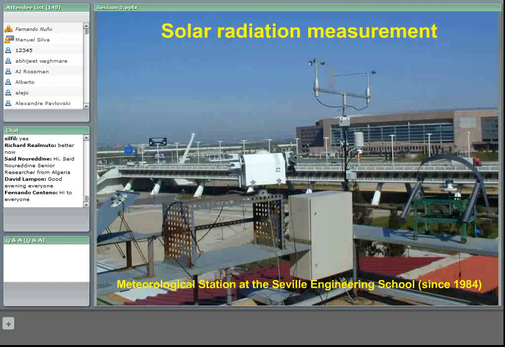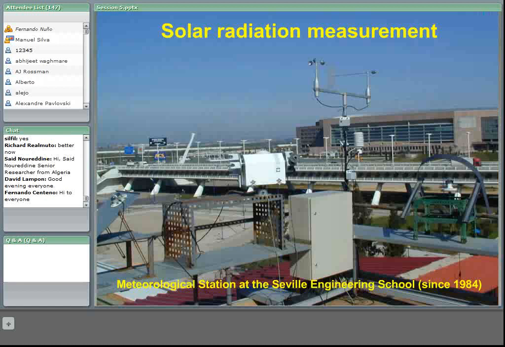Well, after this very brief overview of the characteristics of the solar resource, and especially of the solar resource for concentrating solar power, I will talk a little bit about solar radiation measurements. Mainly I will describe the most common equipment for measuring solar radiation, and I will make some considerations about them.